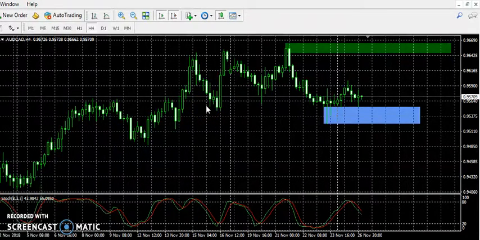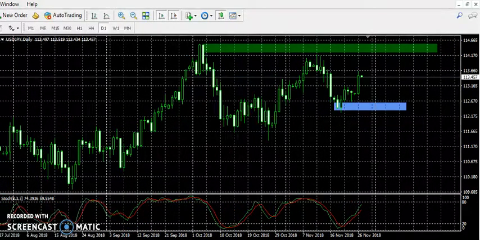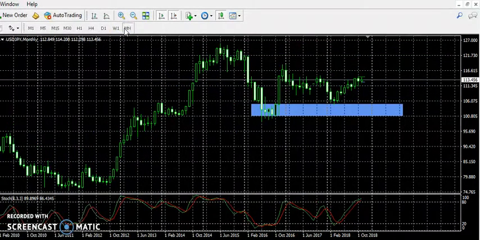Okay, so I think that's it for US for AutoCAD. Let's go to USD JPY. Okay, so let's start from the monthly. As we can see here, we have our demand zone drawn here. If we look to the left, we can see that there is history of demand here.